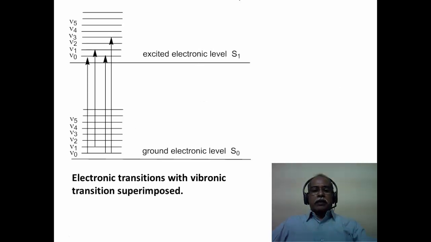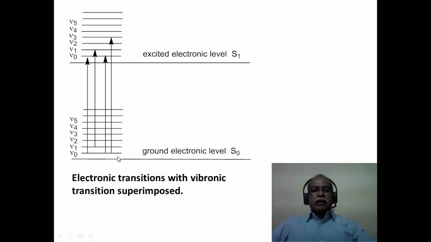Now the electronic excitation takes place from the ground electronic level to the excited state electronic level. Both the states are singlet states, so this would be the S0 level and this is the S1 level. Within the electronic level, you have various vibrational levels starting from vibrational level 0, 1, 2, 3, 4, 5 and so on. So the electronic transition can be accompanied by superimposition of the vibronic transition as well. In other words, if you consider the transition between the zero vibrational level of the ground state to the zero vibrational level of the excited state, this would correspond to the S00 transition.